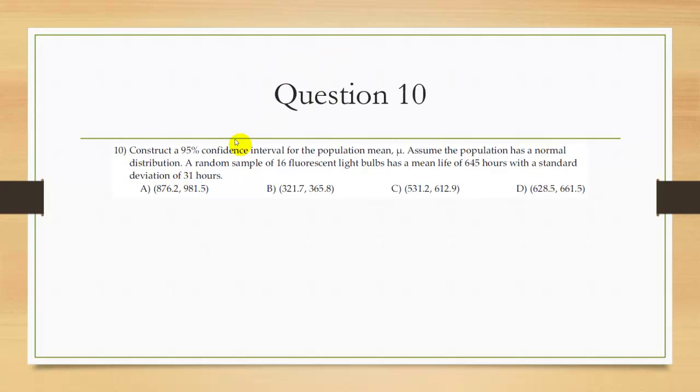For question 10, it says construct a 95% confidence interval for the population mean. It says assume the population is normal. We have to do that whenever we have a small sample, which we do. Our sample size is only 16. So we have a random sample of 16 light bulbs with a mean life of 645, that's our x bar, and a standard deviation of 31.